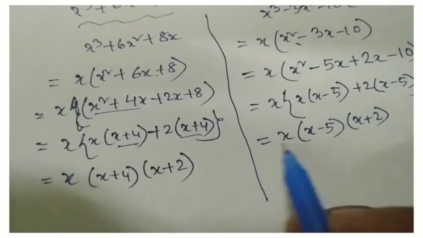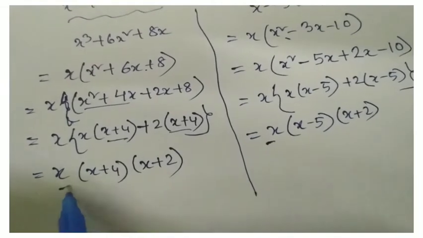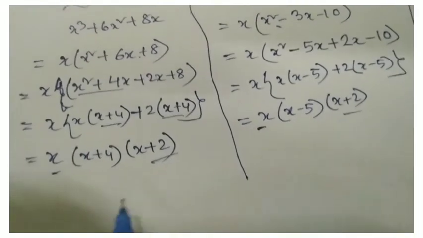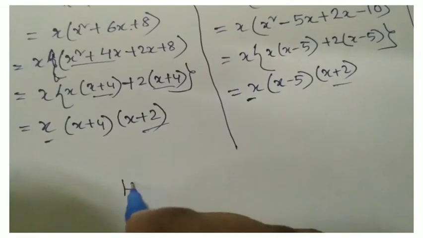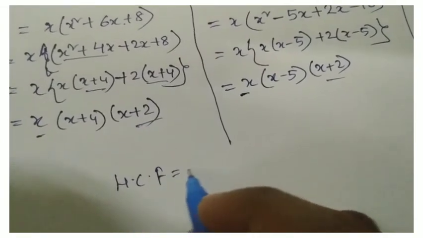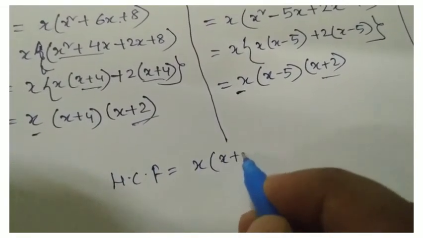So you see, what is the common factor? X is common, x plus 2 is also common. So my required HCF is x into x plus 2.